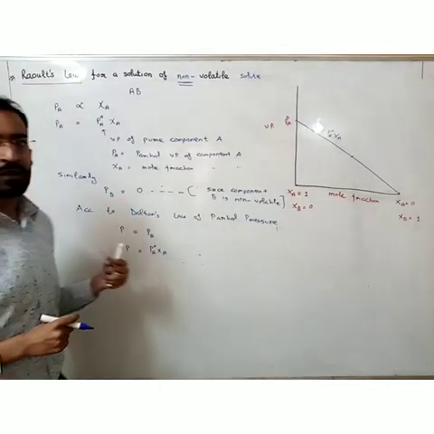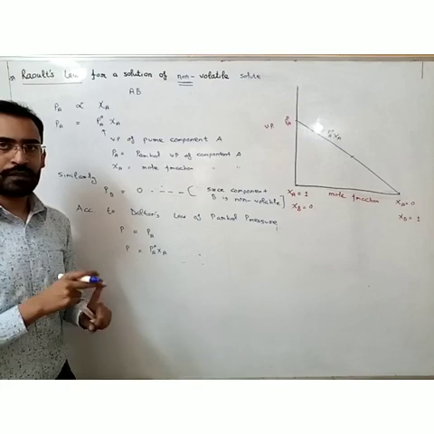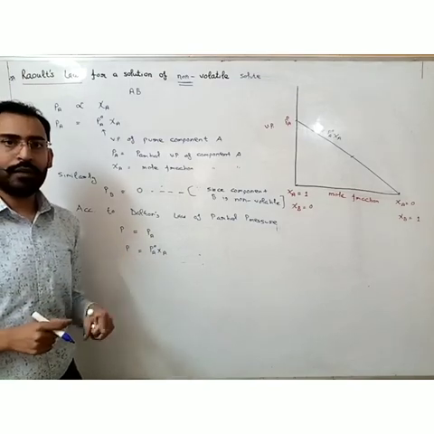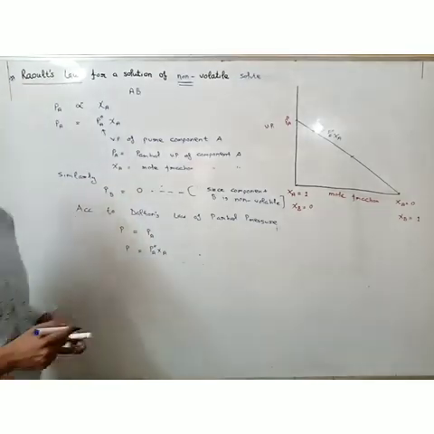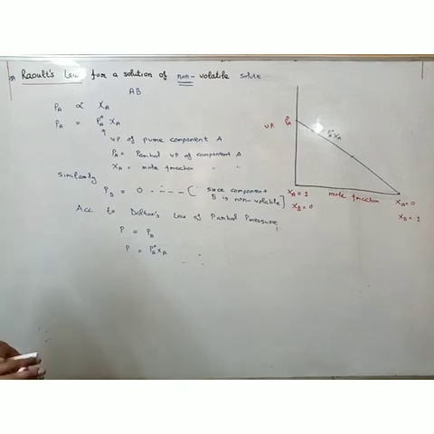These are the two statements of Raoult's law. First one is Raoult's law for solution containing two volatile components. Second, volatile liquid and a non-volatile solute.